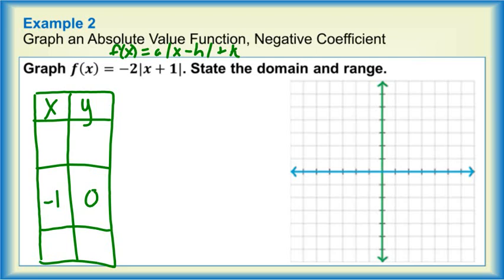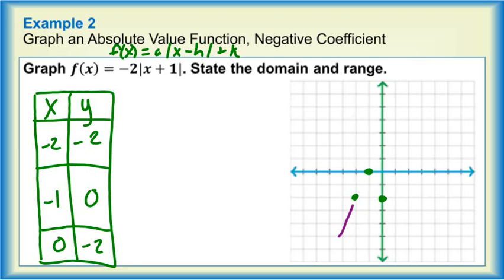Now I just need to choose points on each side of the vertex. If I chose -2, -2 plus 1 is -1. The absolute value of -1 is 1. 1 times -2 is -2. And then if I put a 0 in for x, 0 plus 1 is 1. Absolute value of 1 is 1. 1 times -2 is -2. So if I plot these points, -1, 0, here's my vertex, -2, -2 here, and 0, -2 would be there.